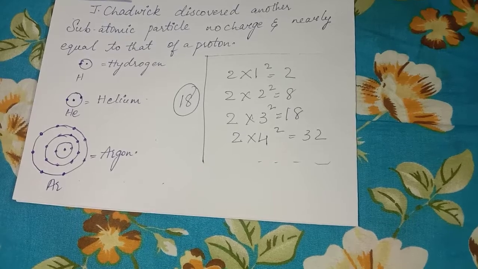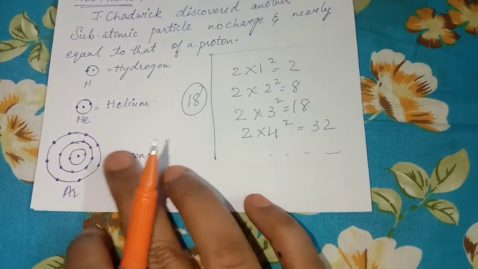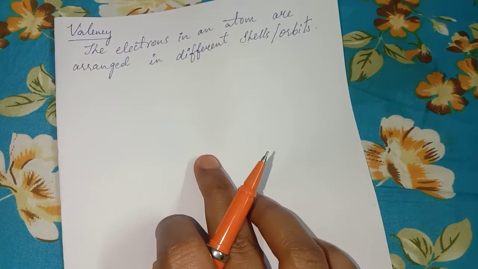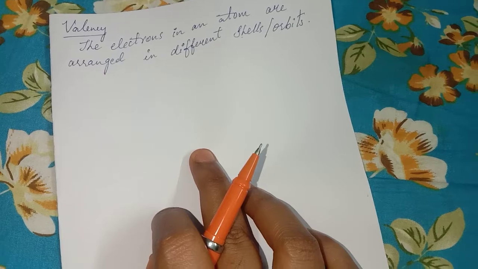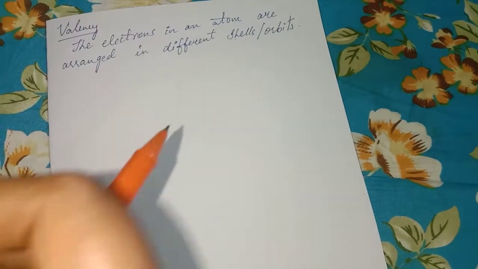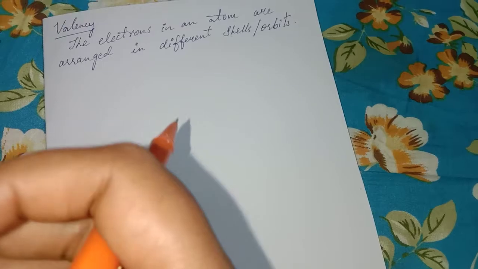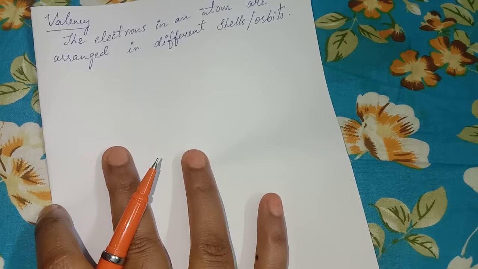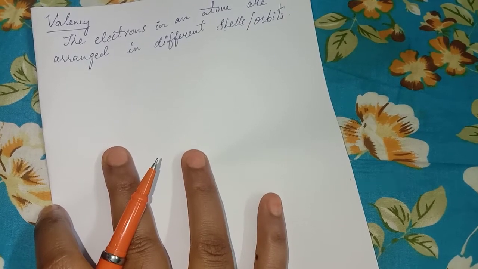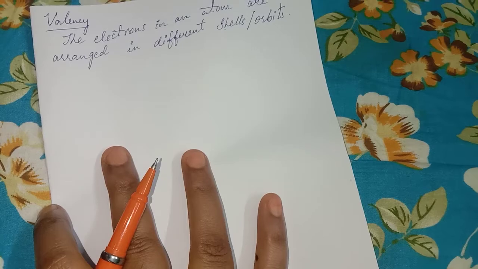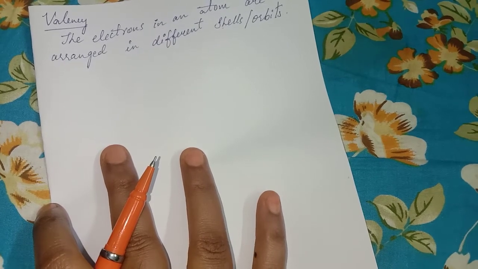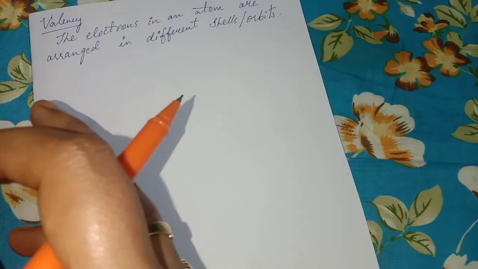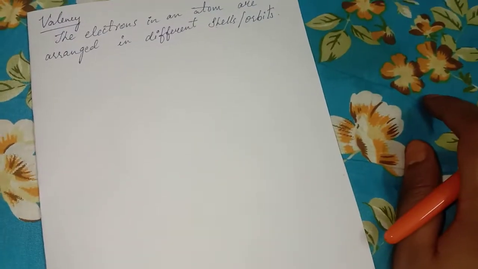Moreover, we should know the valency and how it is involved. Let us see that. So what is valency? We have learned that electrons in an atom are arranged in different shells or orbits. The electrons present in the outermost shell of the atom are known as the valence electrons. In the Bohr-Bury scheme, it was also known that the outermost shell of an atom can accommodate a maximum of 8 electrons.